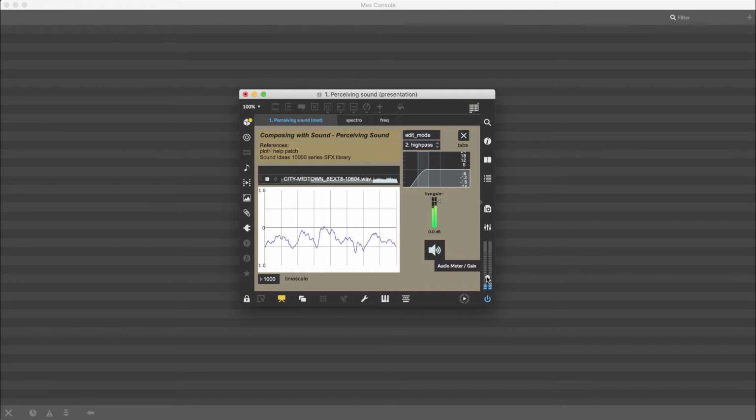So in this patch you can see a graph of time on the horizontal axis and amplitude on the vertical axis going from positive 1 through 0 in the middle to minus 1. So these are variations in air pressure. And you can see this sort of crazy random looking pattern that's produced by the sounds of this recording.